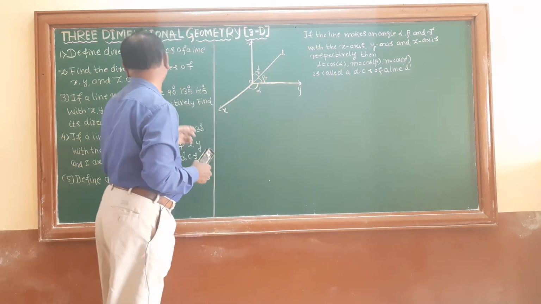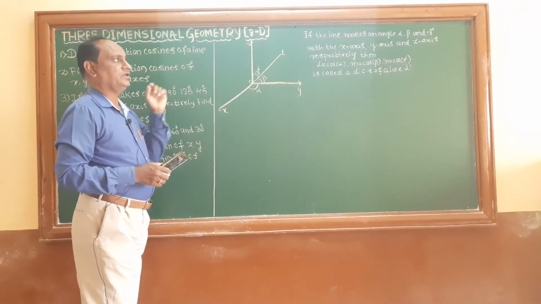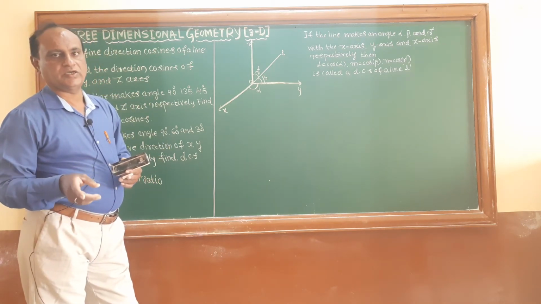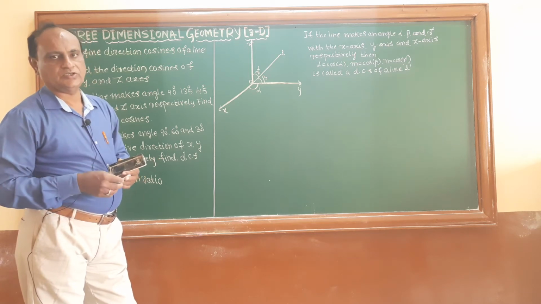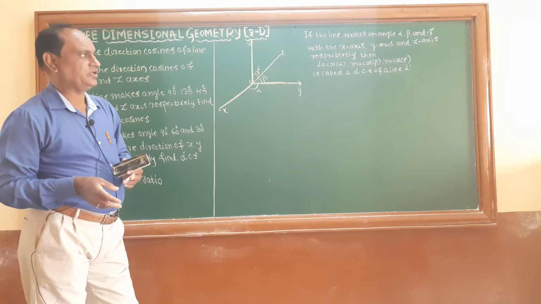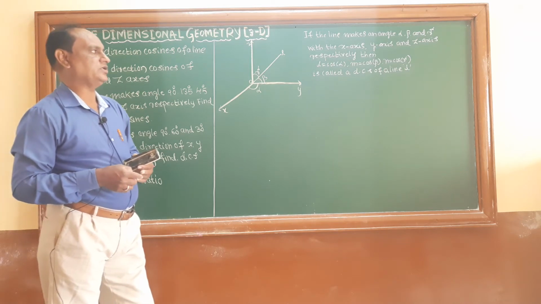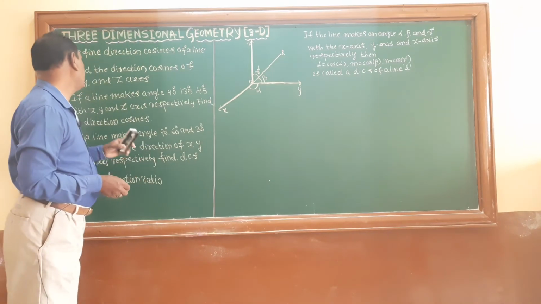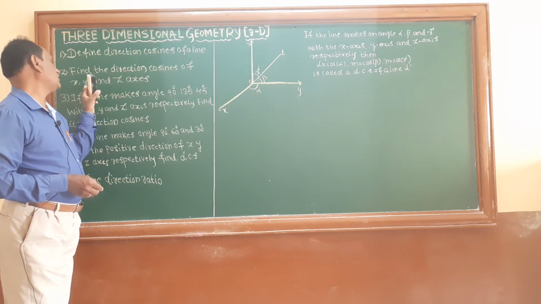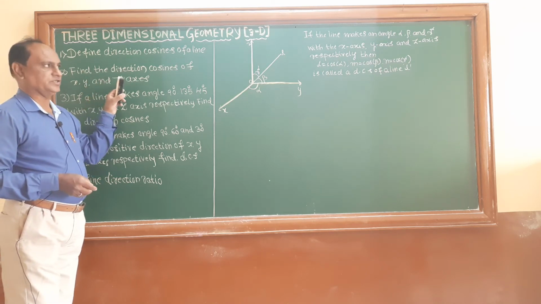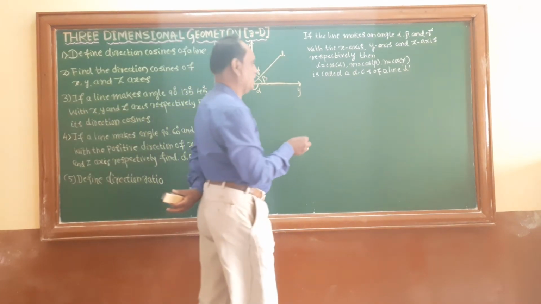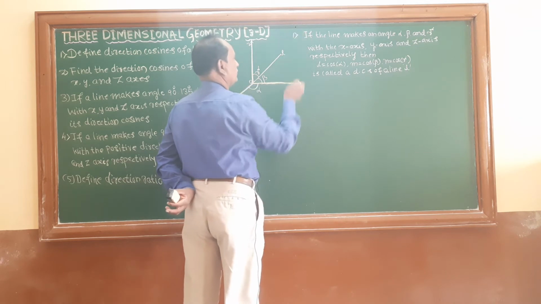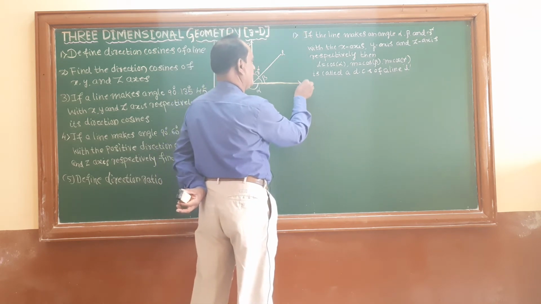If asked to define direction cosines of a line: a line makes angles alpha, beta, gamma with the x axis, y axis, z axis respectively. Then simply l is equal to cos alpha, m is equal to cos beta and n is equal to cos gamma, called the direction cosines of the line L. Then come to the second point, find the direction cosines of the x, y and z axis. That was the solution for the first point.